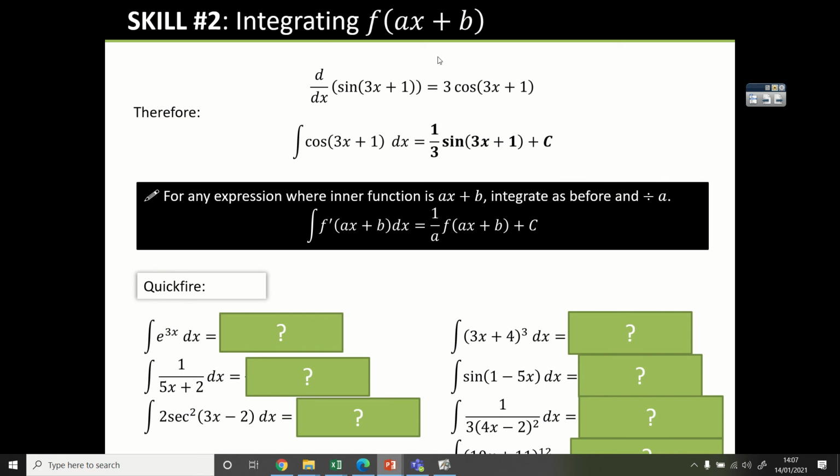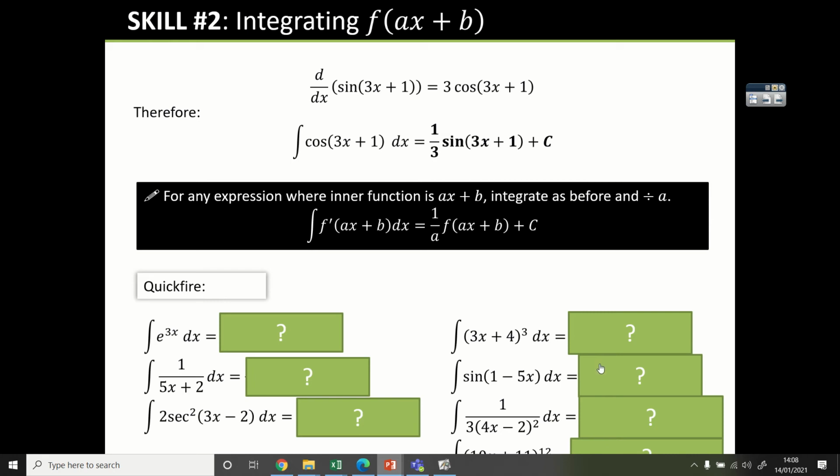So the idea behind it is if you're integrating something of this form, then you integrate the outer function, so f dash goes up to f, but then to account for the a coming out when you differentiate, you need to divide by a in order for it to cancel out. You can write this down as a formula if you need to, but that's the basic idea. So integrate and divide by a.